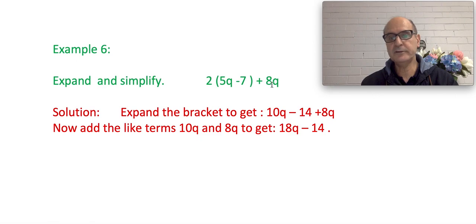Then you got plus 8q. So plus 8q. Now, here you have two like terms, 10q and 8q. You can add them up. 10 and 8 is 18. So altogether becomes 18q. Remember, both of them have got q. We can add them. They are like terms. 10q plus 8q is 18q. Then minus 14. And that is our final answer.